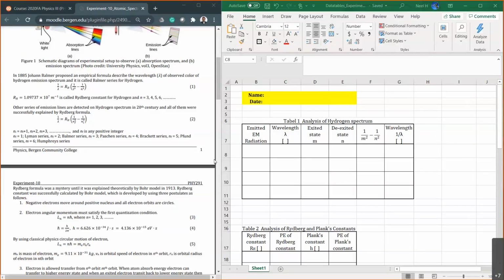Correct. Yeah, only 10 labs are considered for grading. So you can skip either one, or if you submit all 11, I will drop the lowest grade. Okay.